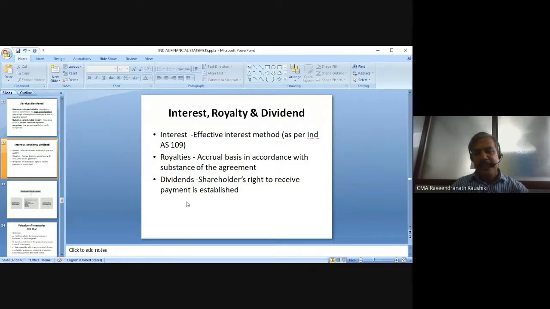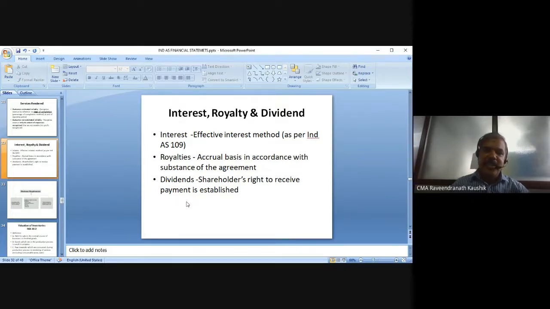Then comes dividends. Shareholders' right to receive payment is established. That means whenever the declaration happens, then you need to recognize the dividend. So declaration should be there. Only when the board decides and the board signs the report, okay, this is the dividend which needs to be declared and paid during the year, then that is the stage where the revenue should be recognized.